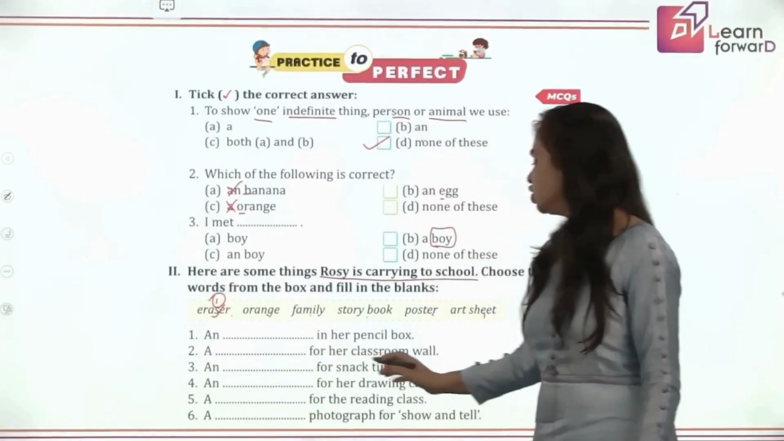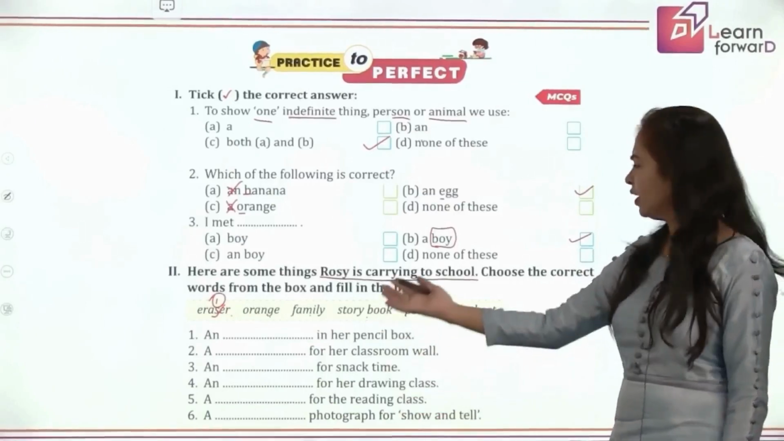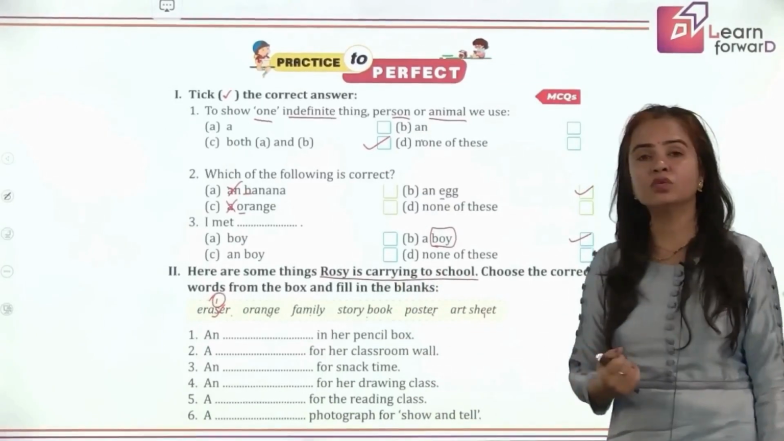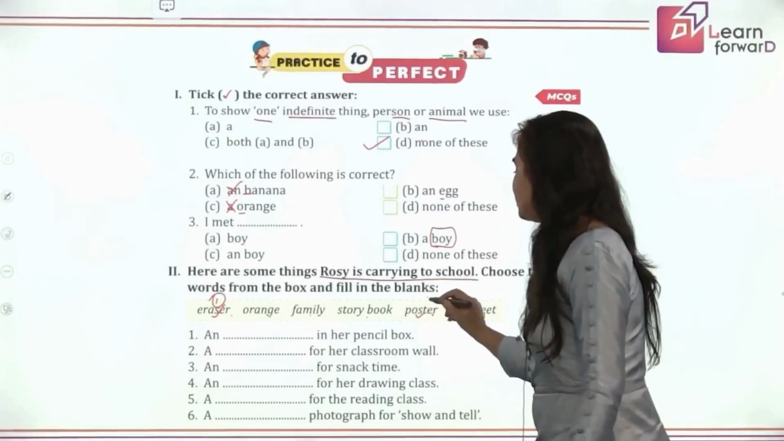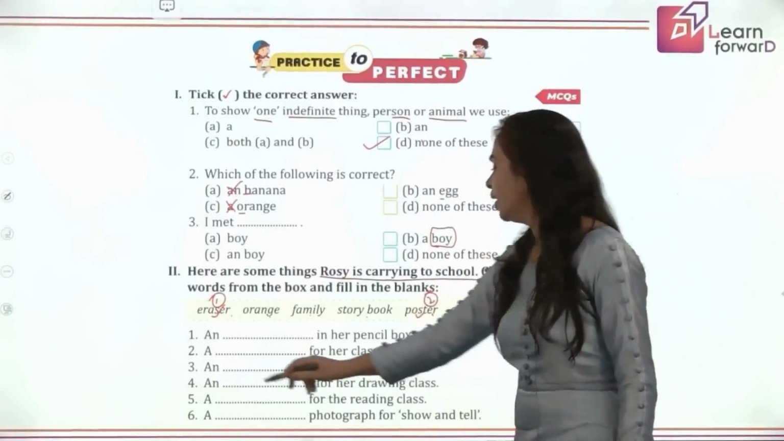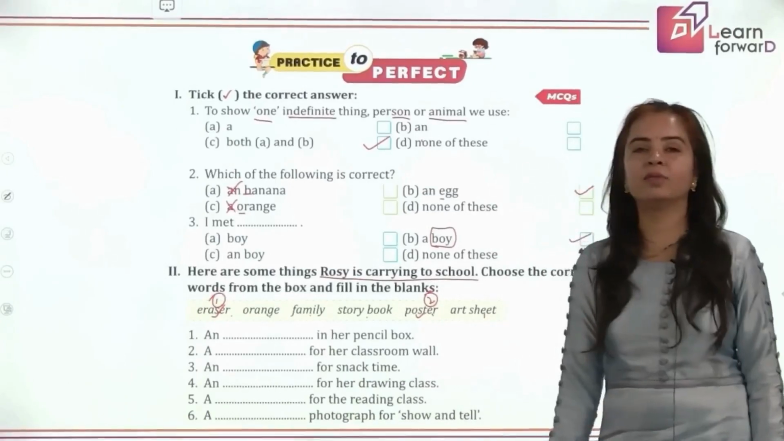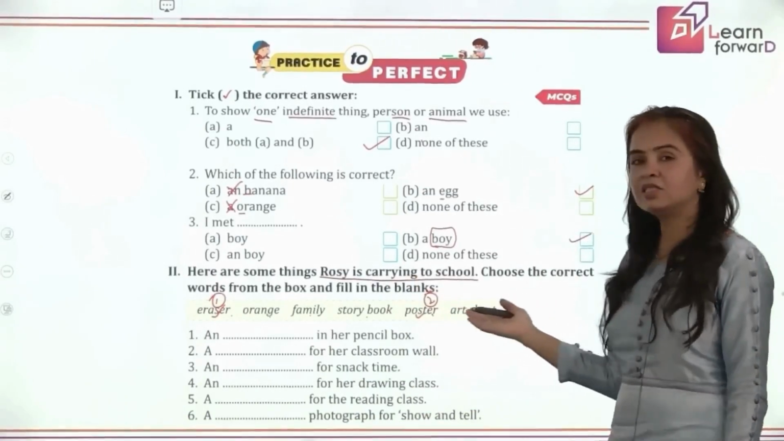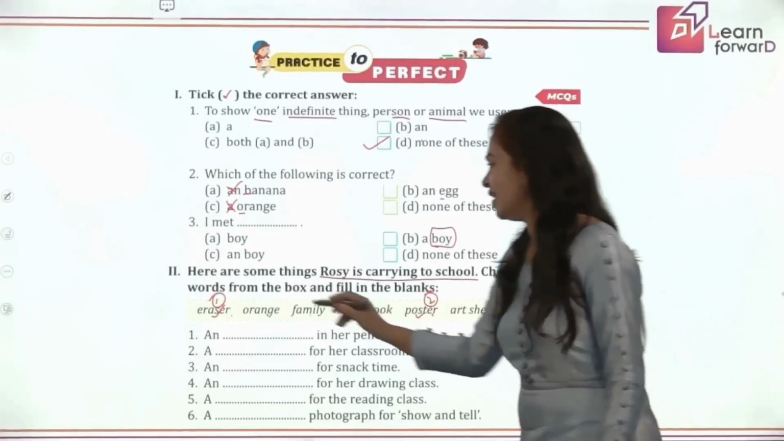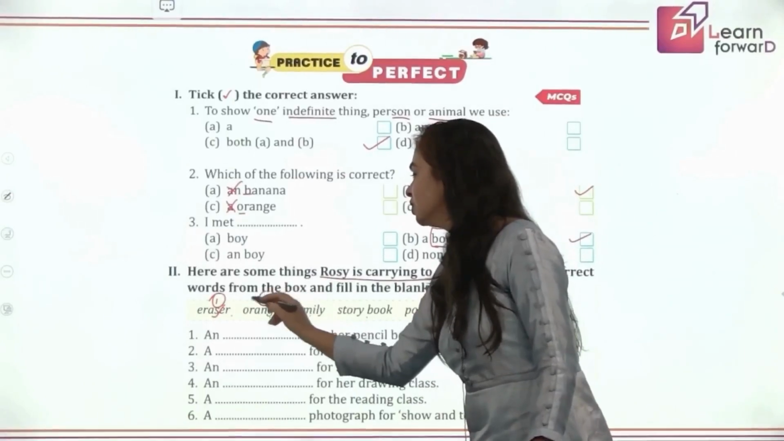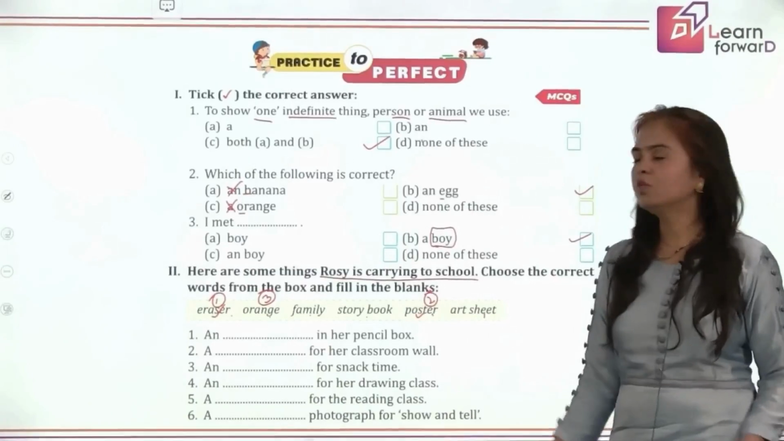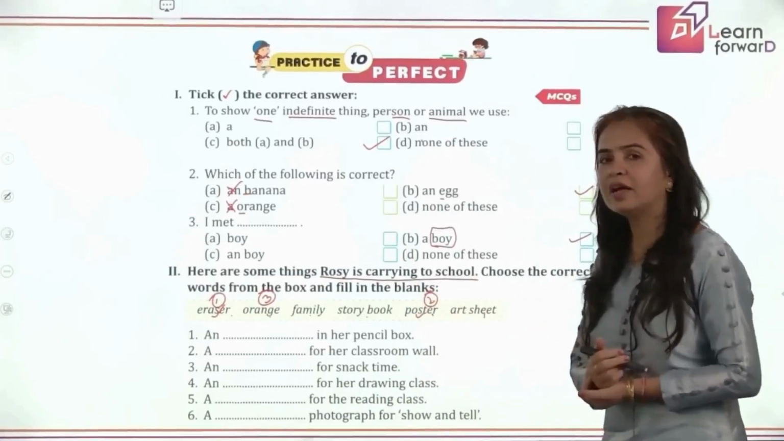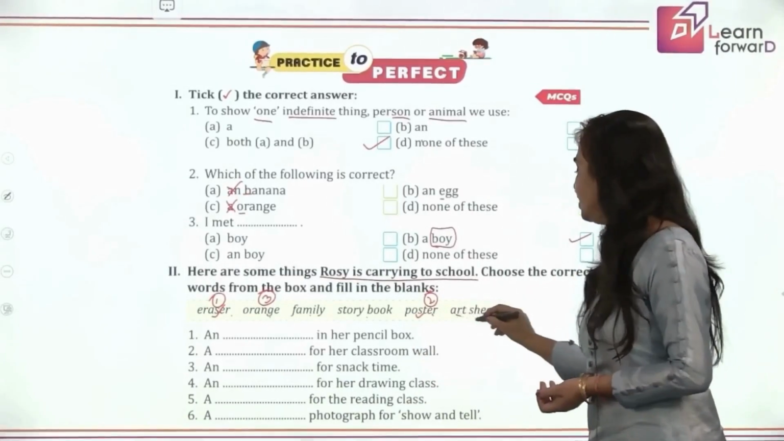"A dash for her classroom wall." So what can you carry from these for the classroom wall? What can you put there? Poster. Yes. So this is number 2. "And dash for snack time." So what can you eat from these during your snack time? Yes, that is an orange. So this is number 3. "And dash for her drawing class." So what do you need from here for the drawing class? Yes, you need an art sheet.